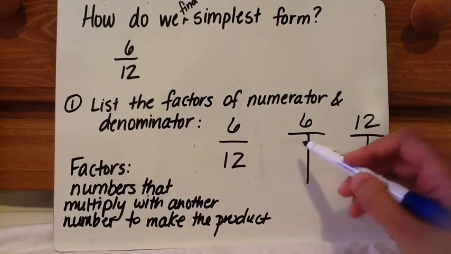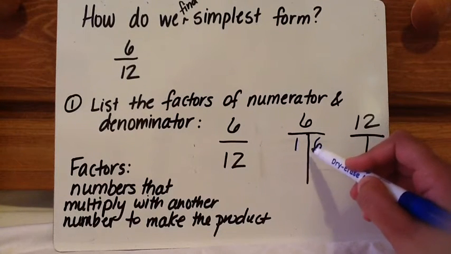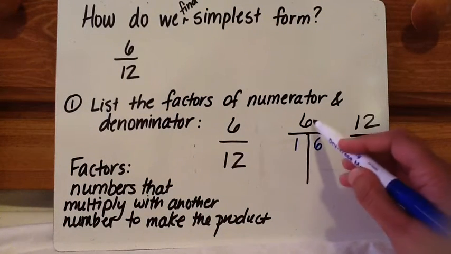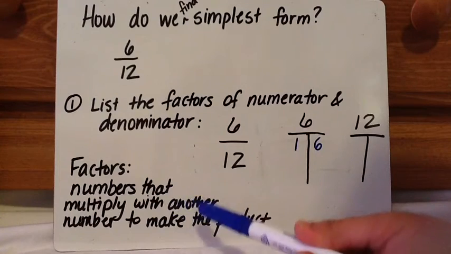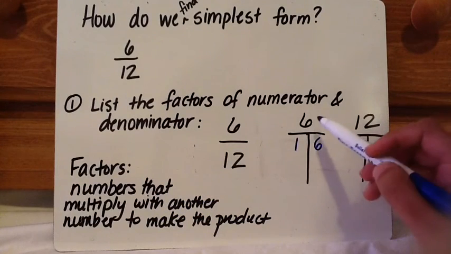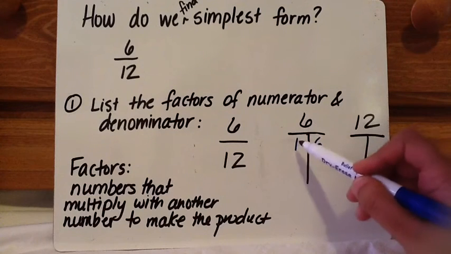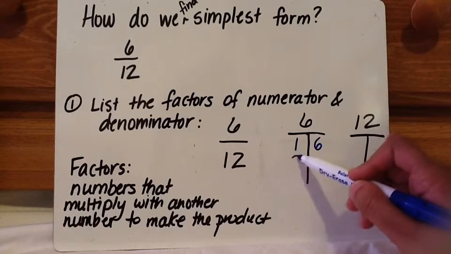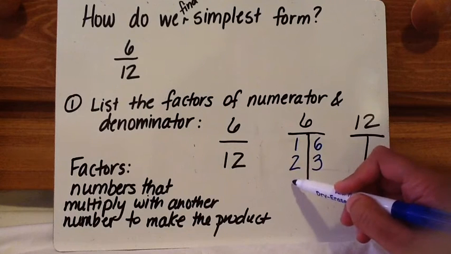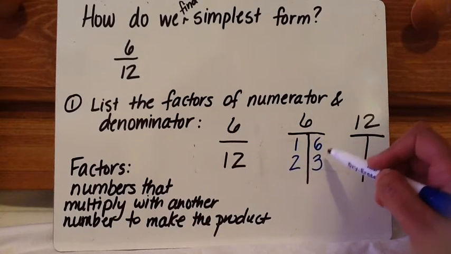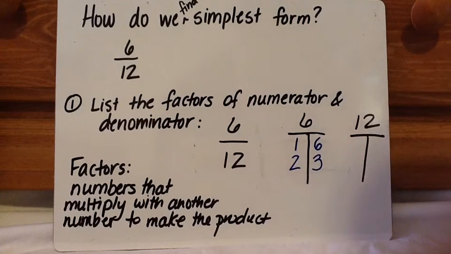So if I have 6/12, you start with 1. 1 times 6 is 6. So you write 1 here and the higher number here and know that equals 6. Now, if you don't know what factors are, here's the definition. It's numbers that multiply with another number to make the product. So if 6 is my product, my factors are 1 and 6 because 1 times 6 equals 6. Once I'm done with 1, then I move on to 2. Well, 2 times 3 equals 6. After 2, I go to 3. But if you notice, 3 is over here, which means once you jump over to the other side of the T-chart, you know you're done and you've listed all the factors.